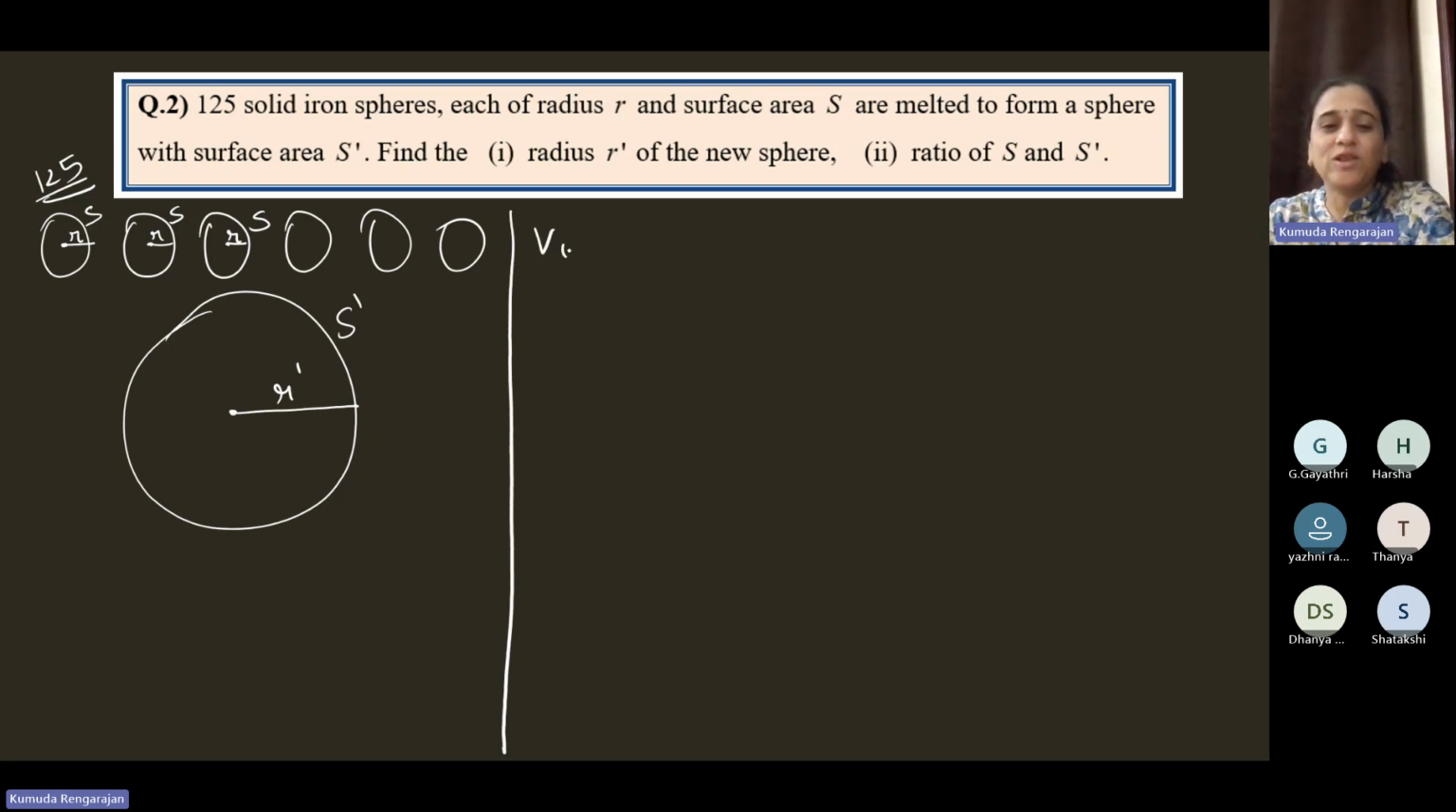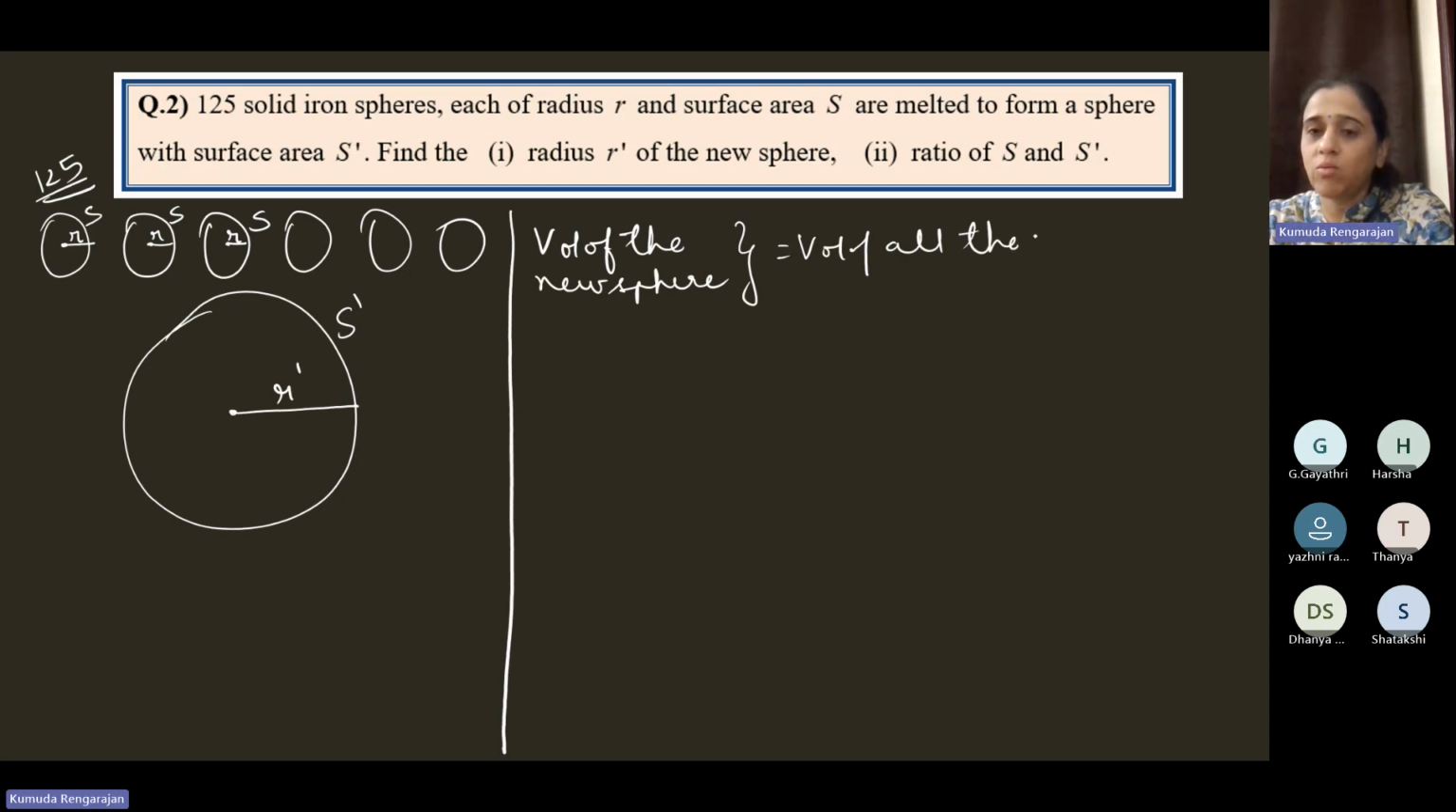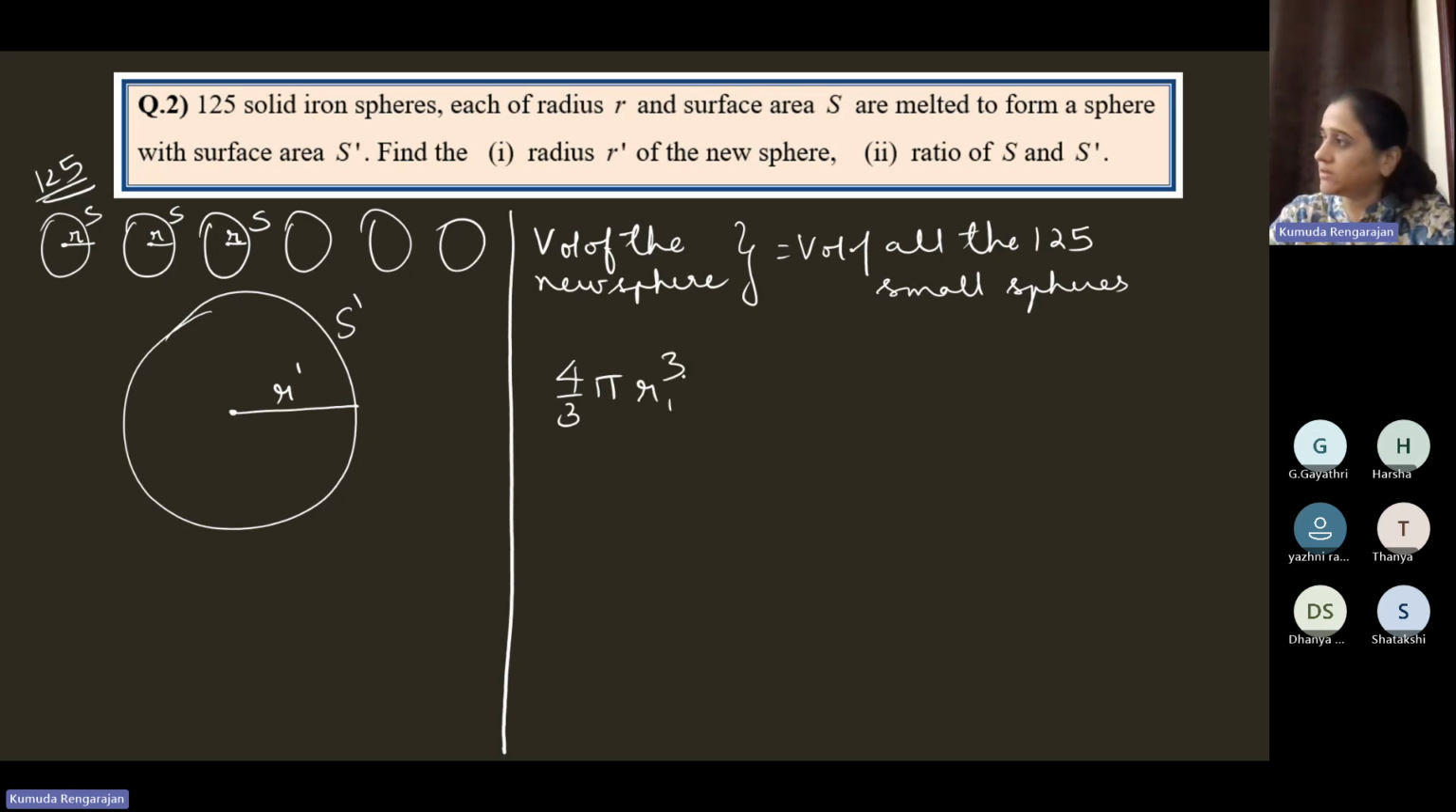Okay. So the volume of the new sphere is equal to the volume of all the 125 small spheres. So what's the formula to find the volume of the new sphere? 4 by 3 pi r dash cubed, correct?